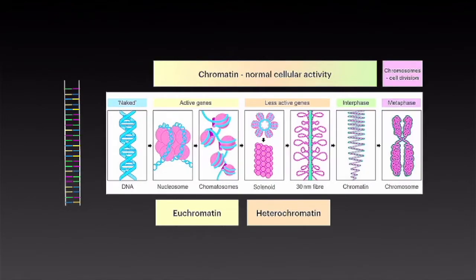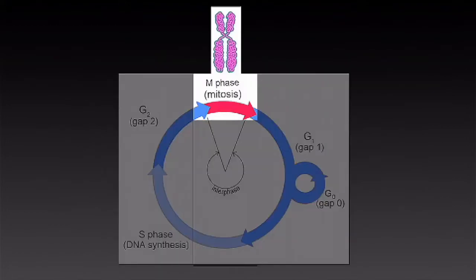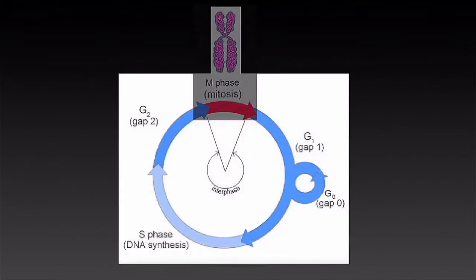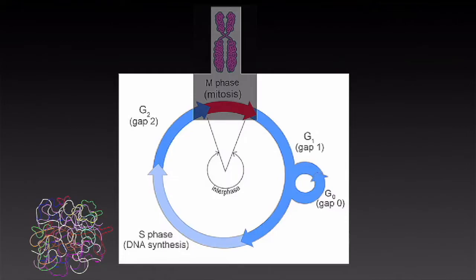Only during cell division is your DNA actually tightly packed into the structure of a chromosome. So just to remind you about the cell cycle, this chromosome, this incredibly, incredibly tightly packed DNA, even more tightly packed than a solenoid, only happens during mitosis or M phase of the cell cycle. All the rest of the time, when your cell is doing its business, carrying out normal cellular activity, living its life, living your life, your DNA is in the form of chromatin.